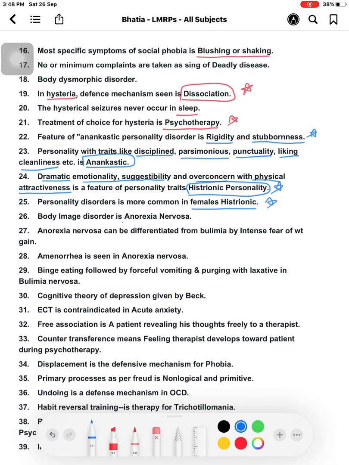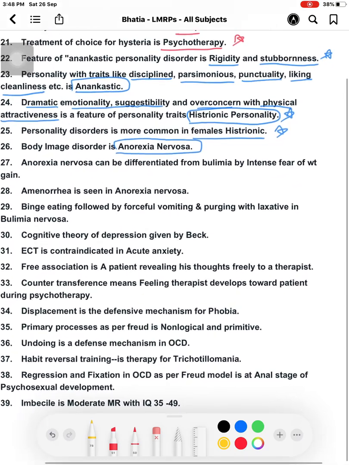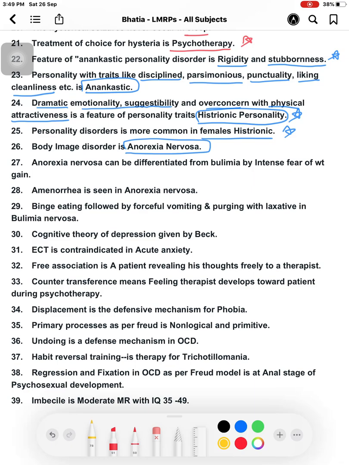Body image disorder is anorexia nervosa. Anorexia nervosa can be differentiated from bulimia nervosa by intense fear of weight gain. Amenorrhea is seen in anorexia nervosa. Binge eating followed by forceful vomiting and purging with laxatives is seen in bulimia nervosa. This is very important. Cognitive theory of depression is given by Beck. This is important. ECT is contraindicated in acute anxiety.